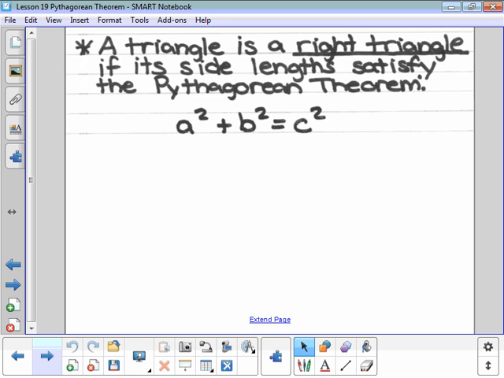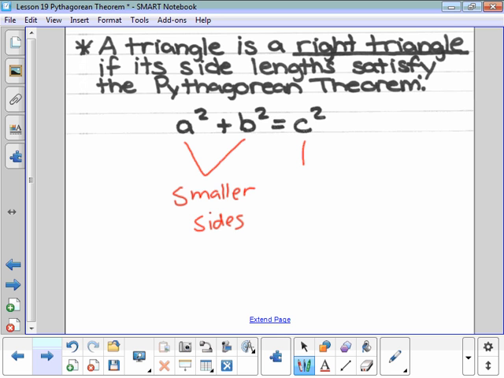So remember from way back towards the beginning of the year, when we used this to find distance, that if a triangle is a right triangle, then it has this relationship. The two smaller sides, A and B, if I square A and I square B and I add them together, it'll be equal to the longest side squared.